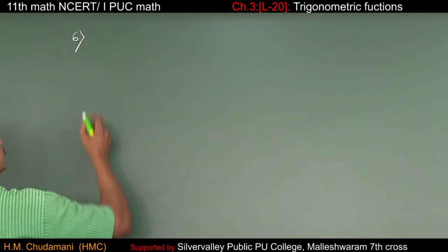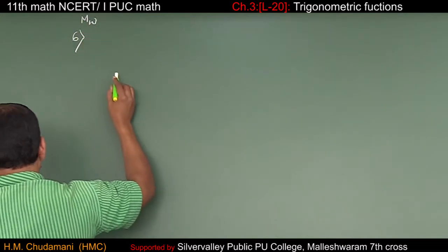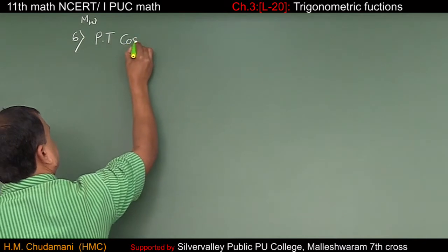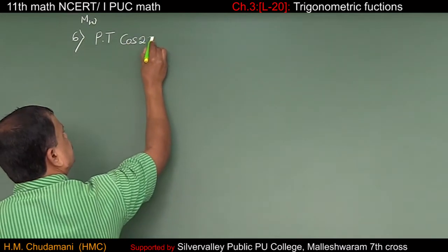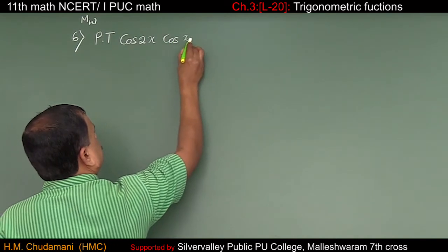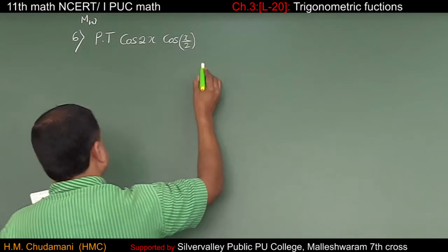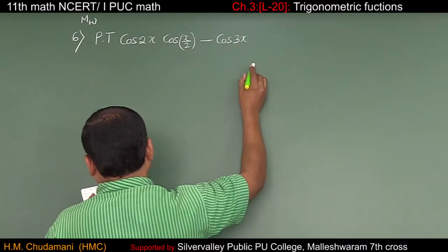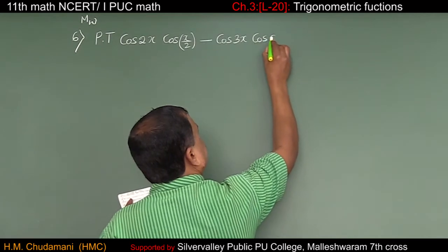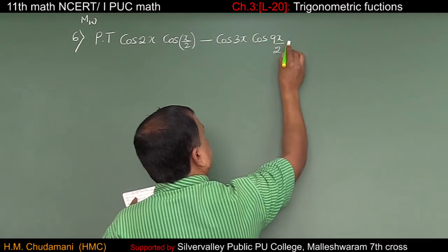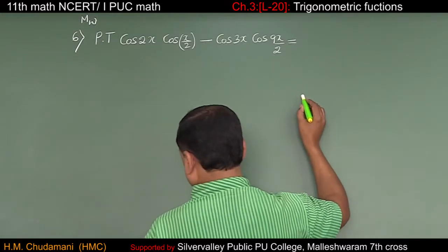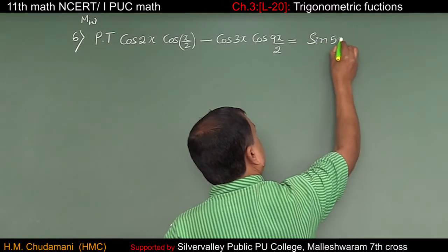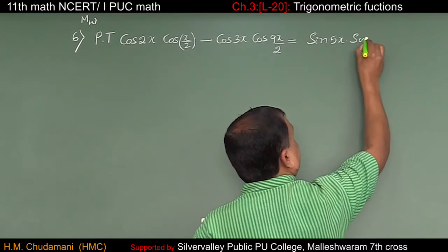It is a miscellaneous worked problem. Prove that cos 2x into cos x by 2 minus cos 3x into cos 9x by 2 is equal to sin 5x into sin 5x by 2.